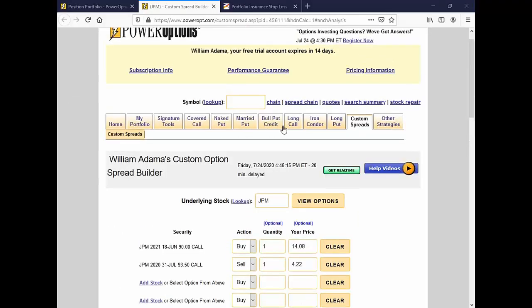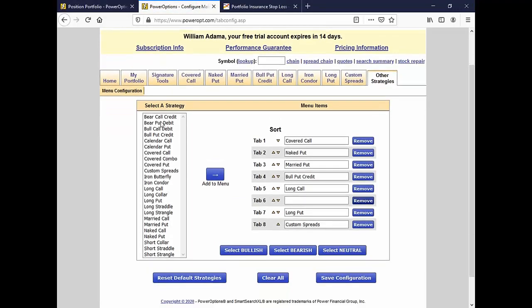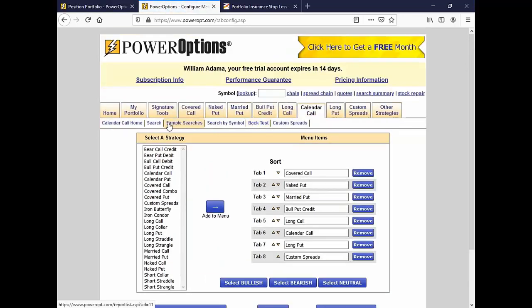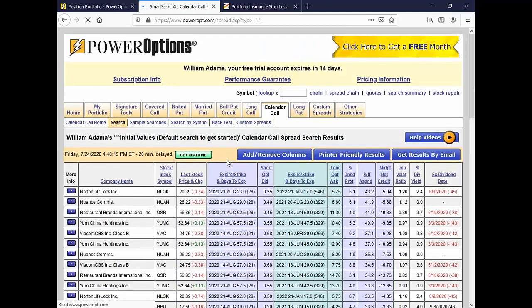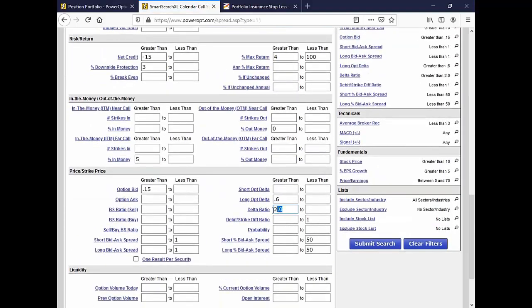It's one of the 3 factors that I look for, and I took off calendar spreads earlier. So let me put calendar spreads back in, take off Iron Condor for the time being, go to the other strategies tab, and add calendar call back in. Fantastic. All right, I'm going to go to the general search. Yep. As I scroll down to the criteria here, I'm actually looking for a delta ratio of greater than 2.0.